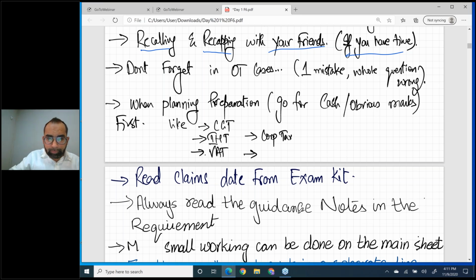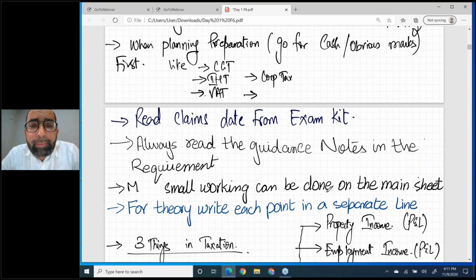Okay, then you must be using the exam kit, and normally students in F6 use the Kaplan exam kit. If you see the starting pages of the Kaplan exam kit, you can see claim dates of different losses, different penalties, self-assessment. There are around 4 pages for claim dates. Must read and must learn them, because they are also very cash marks, just marks, right?